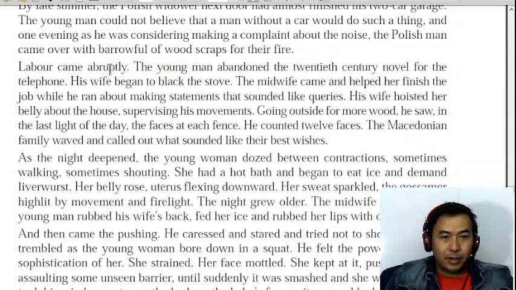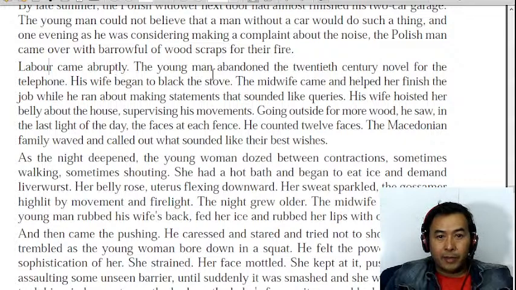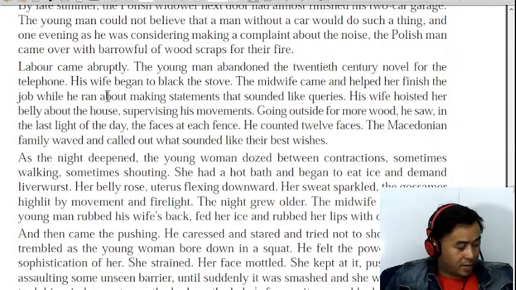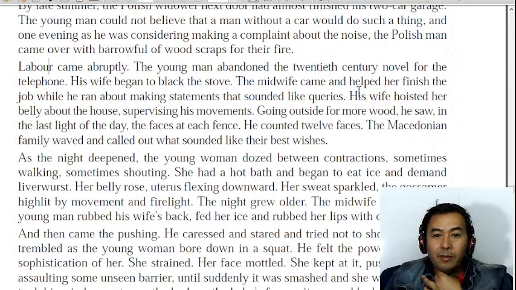Labor came abruptly. Suddenly, there was labor pain. The young man abandoned the 20th century novel for the telephone. Now, he was reading a 20th century novel. He abandoned it and started picking up the phone and making a phone call. His wife began to black the stove. The midwife came and helped her finish the job while he ran about making statements that sounded like queries. So his statements, answers, sounded like questions.